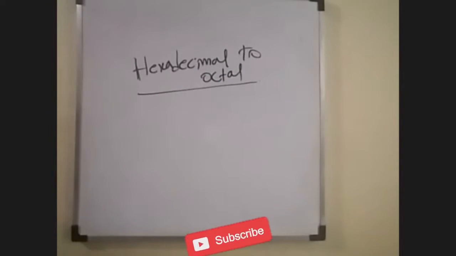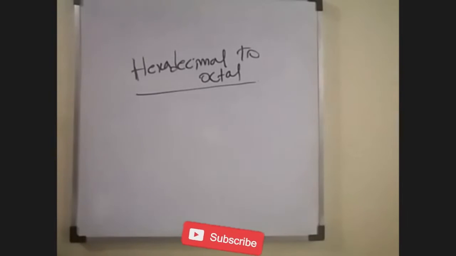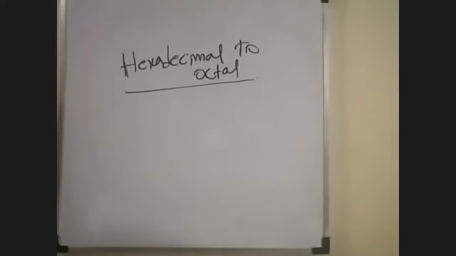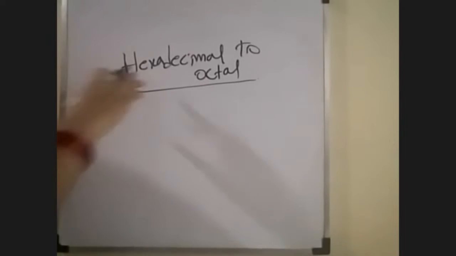Hexadecimal to octal conversion. Here also there are two steps. First, you write the hexadecimal to binary equivalent. Later, you divide the bits into groups. The next one is hexadecimal to octal conversion. In this, first you do hexadecimal to binary conversion, then binary to octal conversion. Here two steps will be followed.